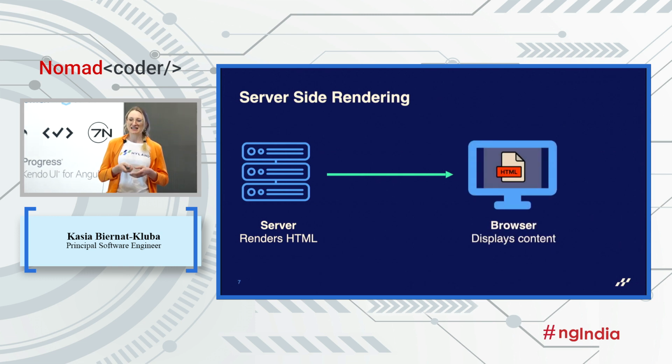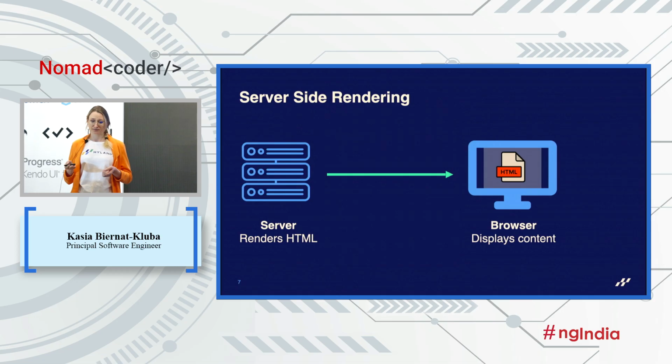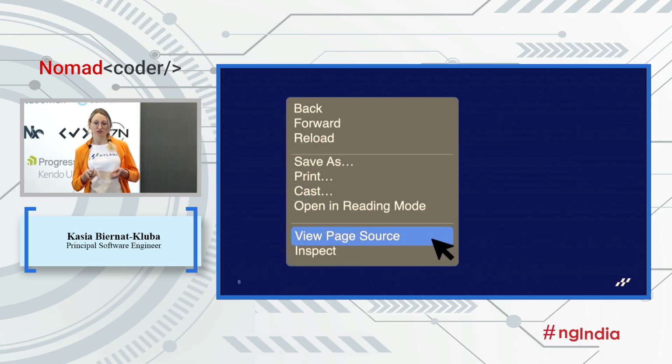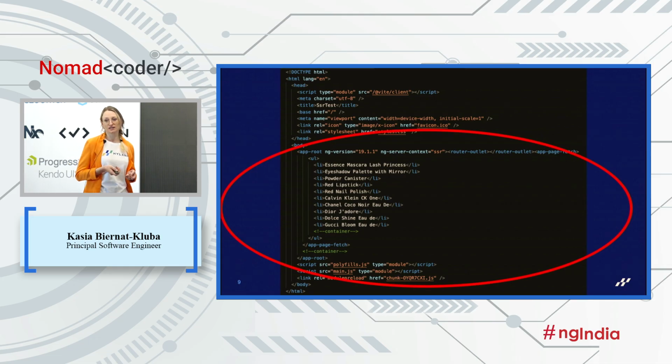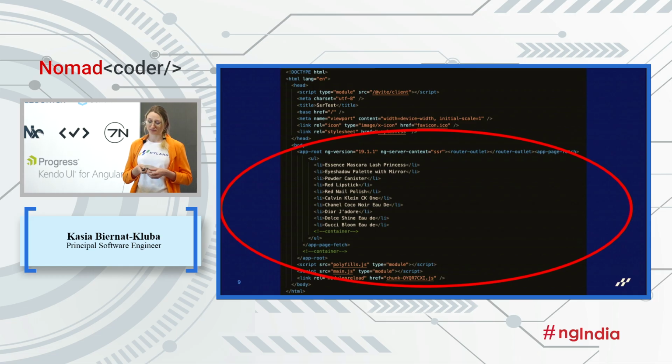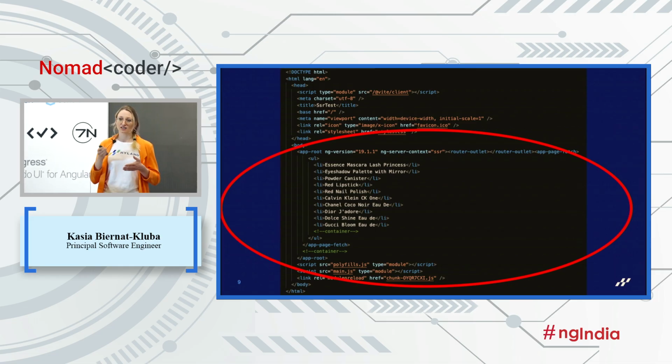server-side rendering, it's the server that is responsible for rendering the HTML. So the already rendered page is sent to the browser. Now, if we inspect the page source to see what is sent by our server, you will see that all of the DOM content is already populated. Even the data that is pulled from some external API is already there.